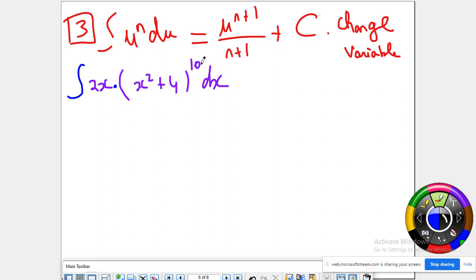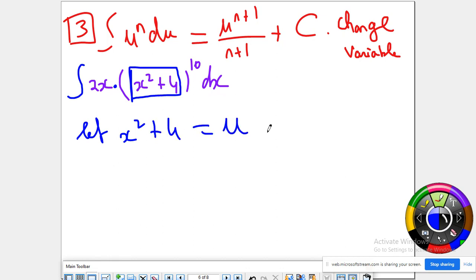Always we take the biggest one, meaning the expression with the exponent, as u. I'm changing the variable, I want to change the x to u. So I say let x squared plus 4 be u. So let x squared plus 4 is equal to u. We take its derivative, du, not u prime, I'll write du. The derivative of this one is 2x, so du is 2x dx, and I'm doing the derivative.